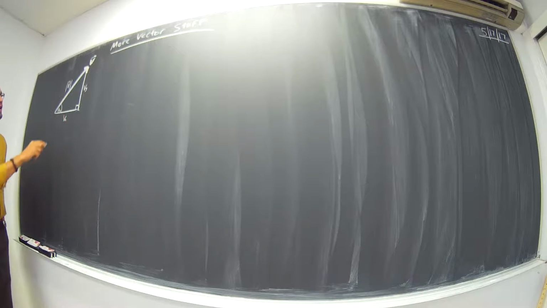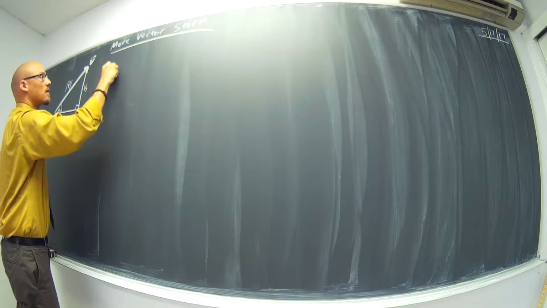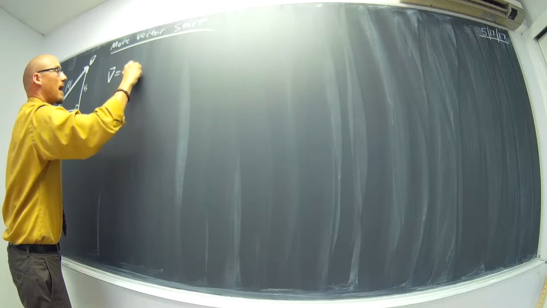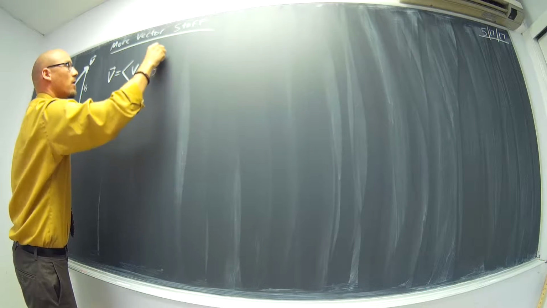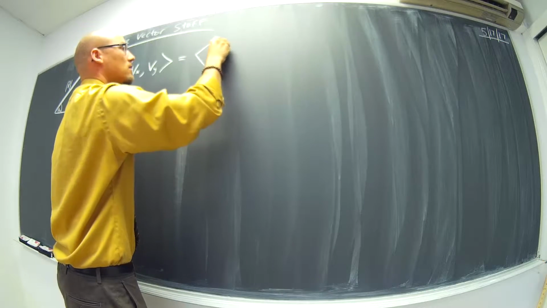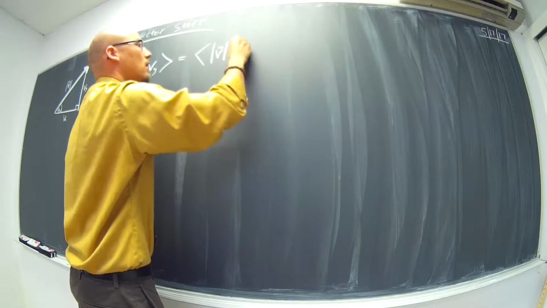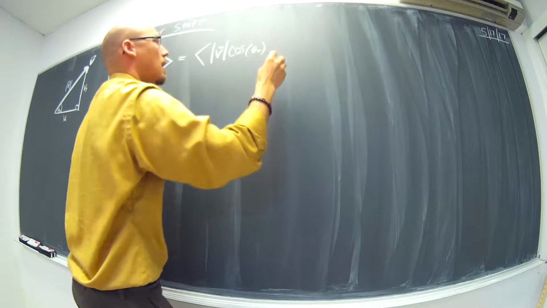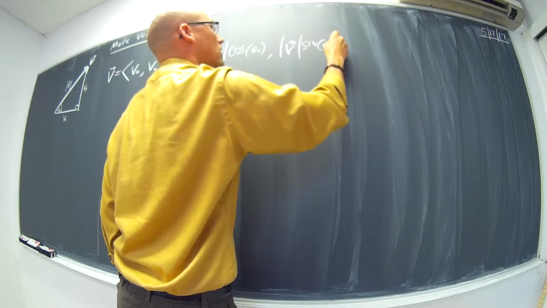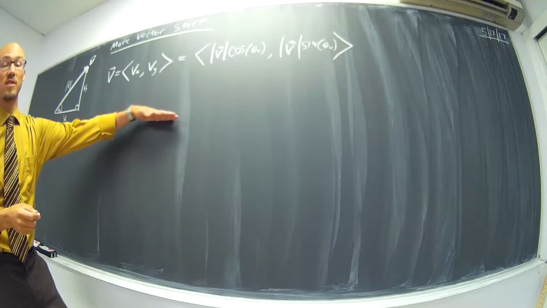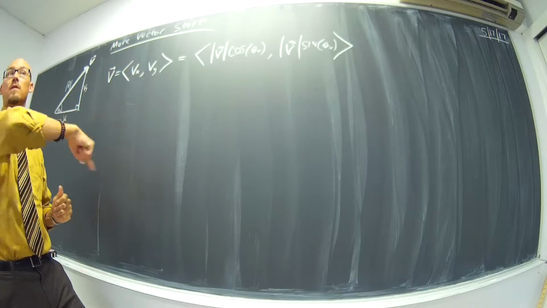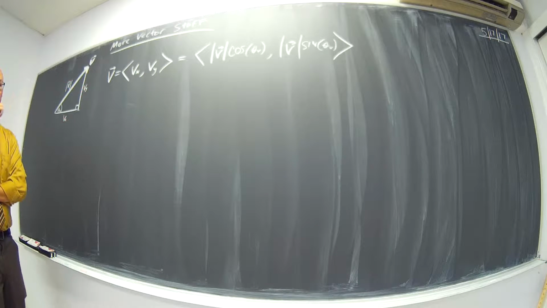Okay, so we said that this vector could be written as the x component, comma, the y component, or it could be written as, and you should have this in your notes already, so it's just a recap: magnitude cosine of direction angle, comma, magnitude sine of direction angle, where the direction angle starts at the positive x-axis and rotates counterclockwise. So this should be in your notes already.